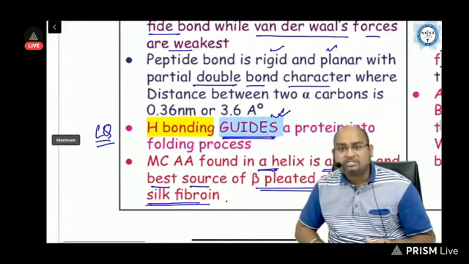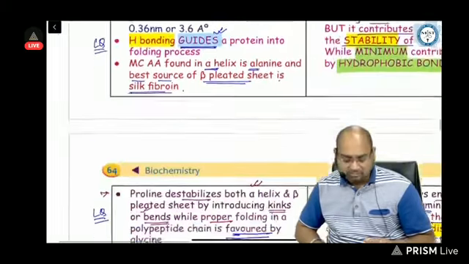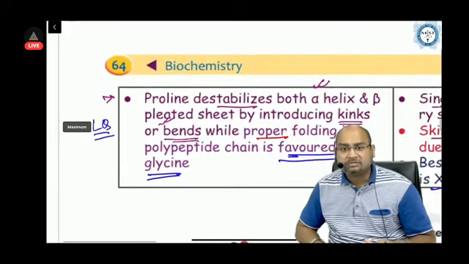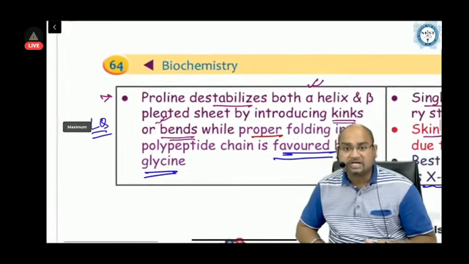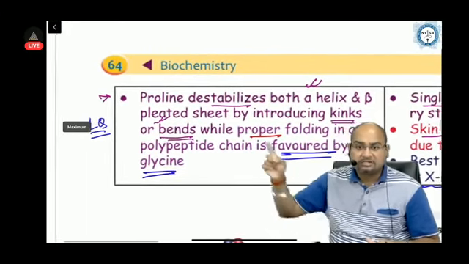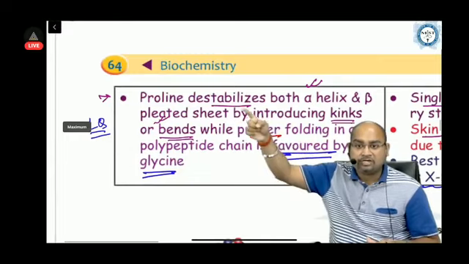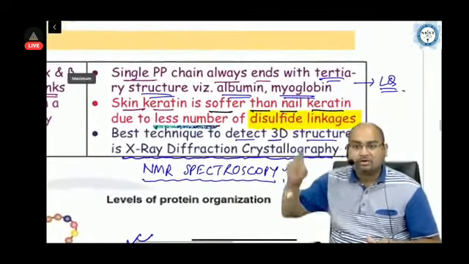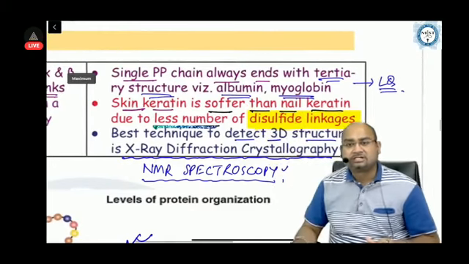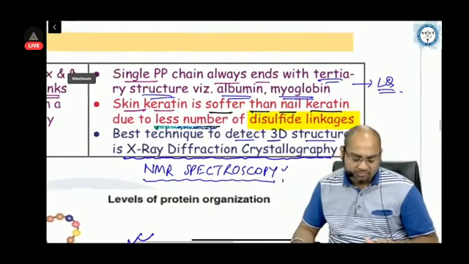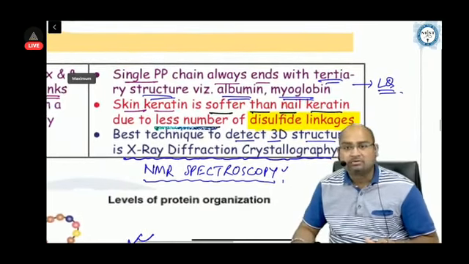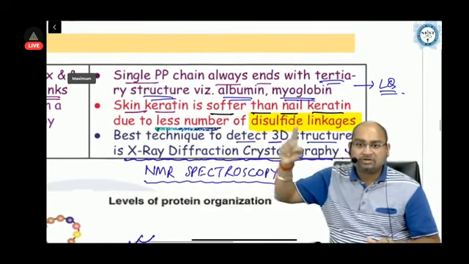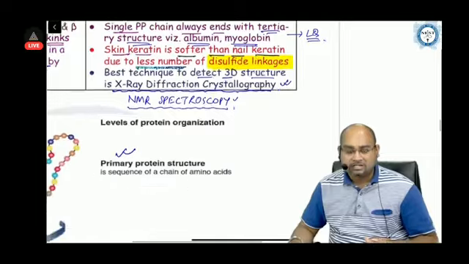Hydrogen bonds basically guide a protein into the folding process. Proline destabilizes. Glycine helps. Glycine will allow folding. Proline will prevent the folding process. A single chain will always end with tertiary structure. Examples, beta ji, are myoglobin and albumin. Skin keratin is softer than nail because of fewer disulfide linkages.